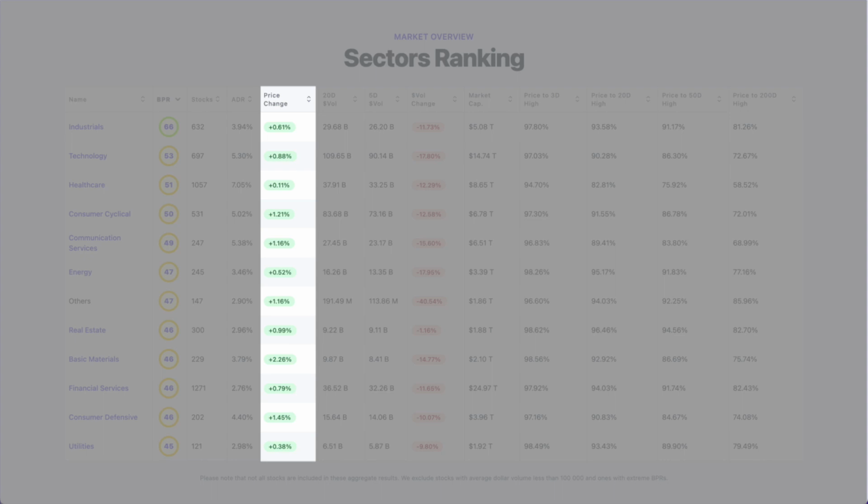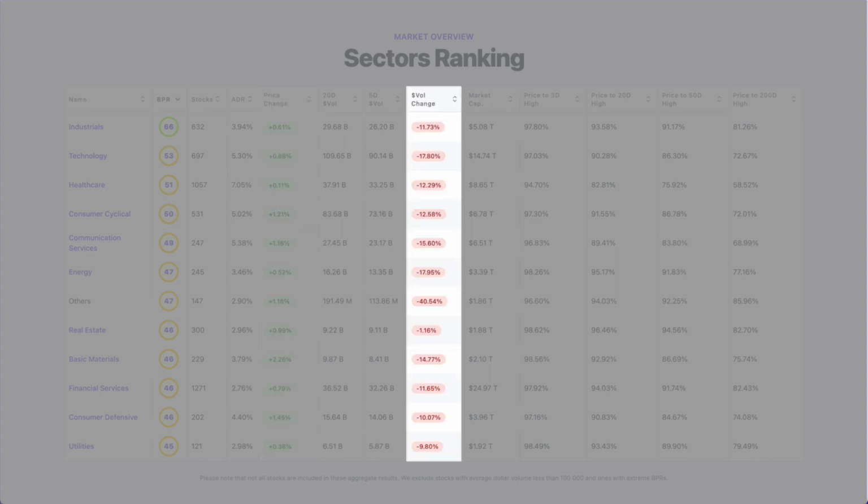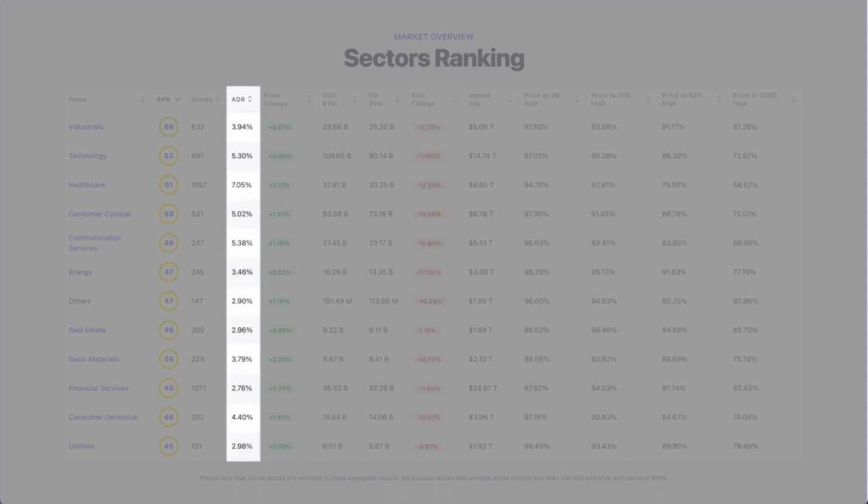This can provide a snapshot of how the sector performed relative to others. The volume change is a comparison of the trading volume over the last 5 days versus the last 20 days. Changes in volume can often precede price changes. For example, if we see a decrease in volume in a few sectors and a roughly proportional increase in others, it might suggest that money is flowing from one sector to another. This can often provide an early indication of changes in market trends.